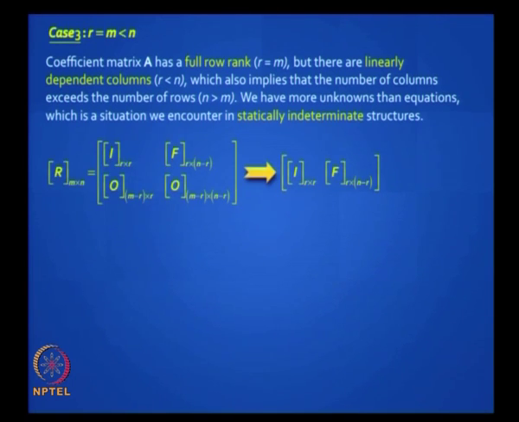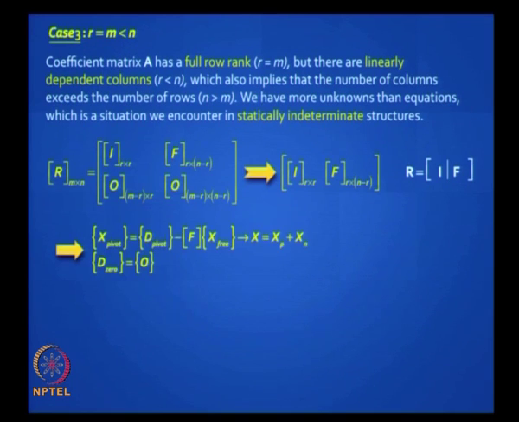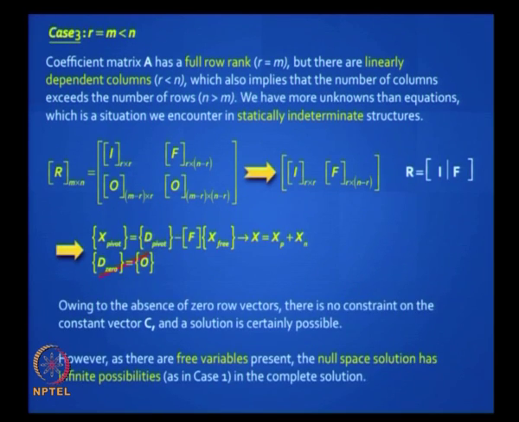So now you have only I and F; those O's vanish, because you have a full row rank. So your row reduced echelon form looks like that, I and F. So you see you have infinite solutions, but you do not have to worry about consistency, and so those equations are not there. Since there are free variables present, you have infinite possibilities.